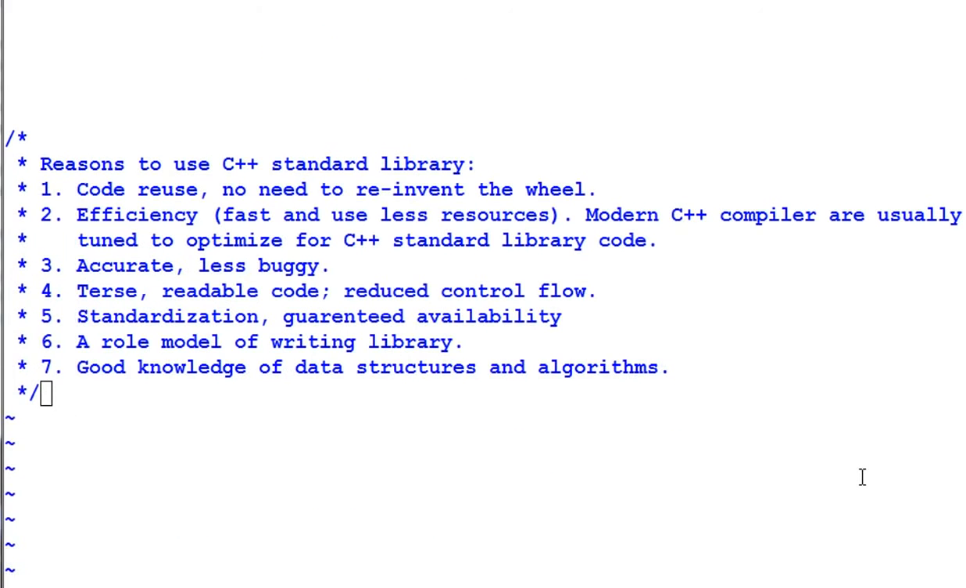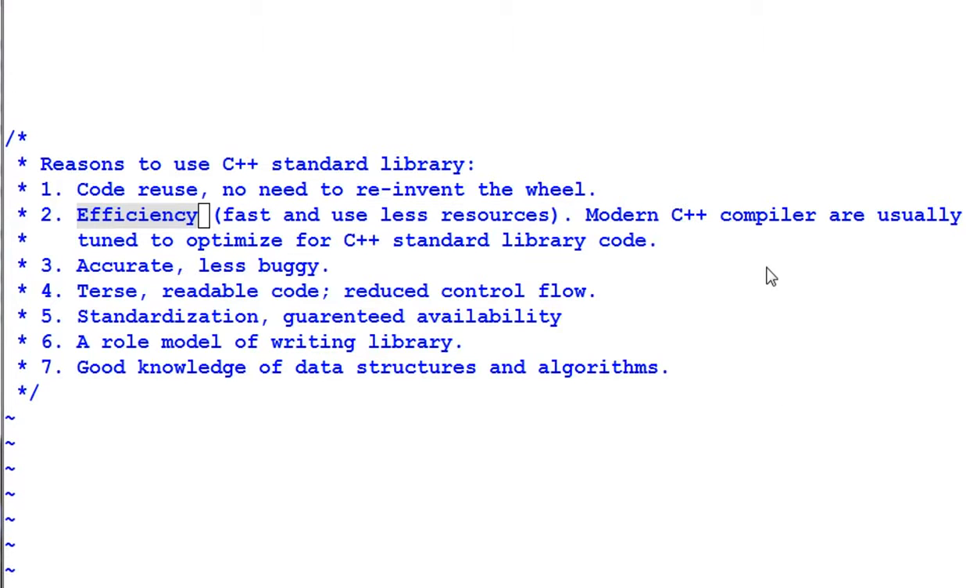Many people have rarely used the C++ standard library. They prefer to write everything by themselves. Actually, the majority of our C++ program should be using the standard library. There are good reasons for that. Number one is code reuse. There's no need to reinvent the wheel. Number two, efficiency. The library is very fast and efficient. In the majority of cases, it's more efficient than the code written by you.